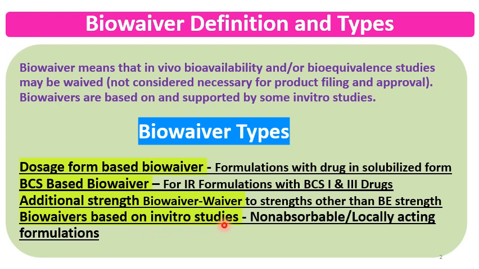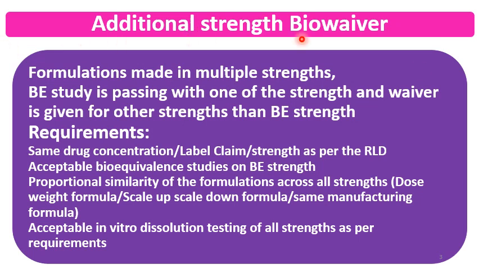Biowaivers based on in vitro studies: some molecules are non-absorbable, or are not absorbed through the GIT, and are locally acting. So the bio studies are to be demonstrated based on some in vitro studies, and the other strengths can be waived based on the in vitro studies. Additional strength biowaiver applies when the formulations are made in multiple strengths. Then the BE study is passed with one of the strengths and the waiver is given to the other strengths, which are other than the BE strength.